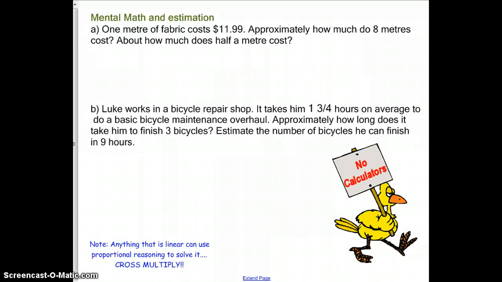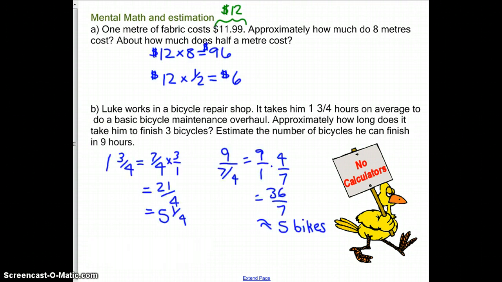So next up, we've got some mental math and estimation. You can go through parts A and B. Note that when you have something like 11.99, when you're estimating, it's best to always round that off. So your close estimation would be 12. All right, so once you're finished, make sure you check your answers on the board. Note here, when I took 9 and divided it by my fraction, that was because I'd have 9 hours, and I want to figure out how many of those can be done in that time.